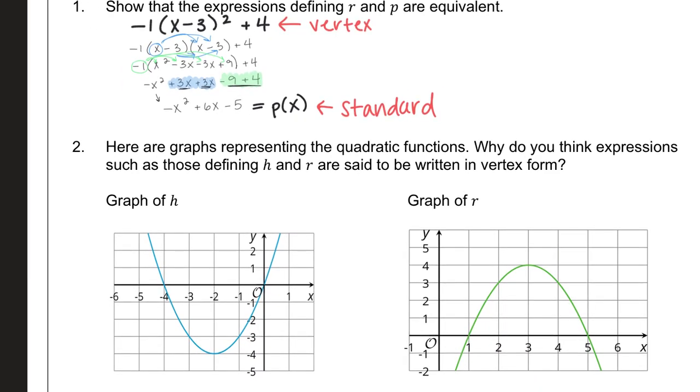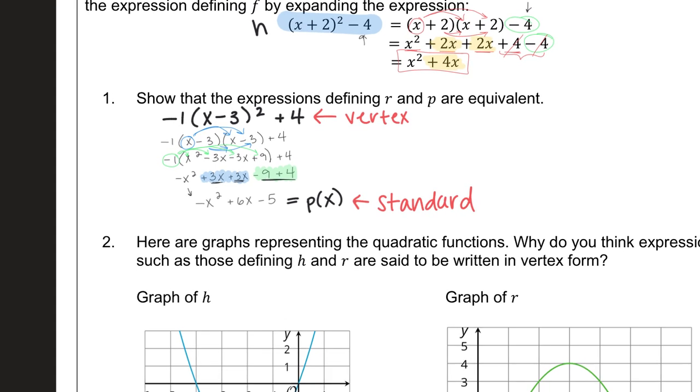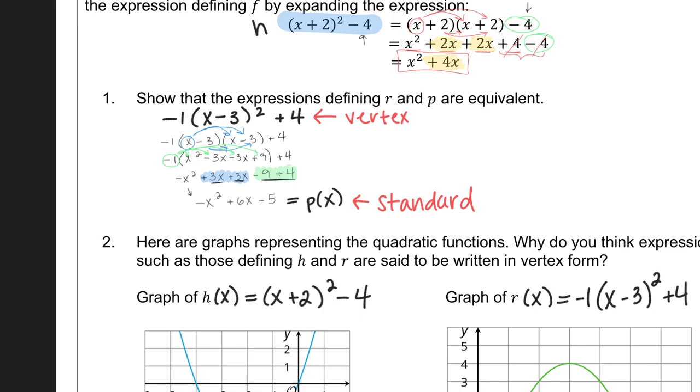Now if we look down here at our graphs, we have the graph of h and the graph of r. If we look at our equation, h of x was (x + 2)² − 4, and r of x was −1 times (x − 3)² + 4.